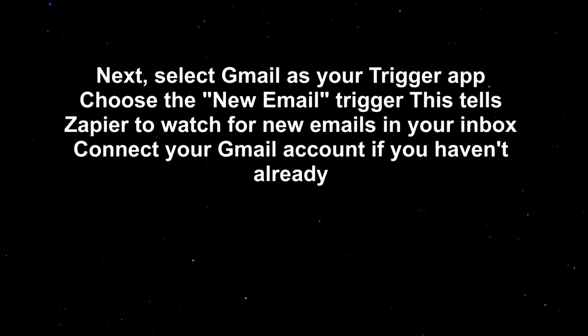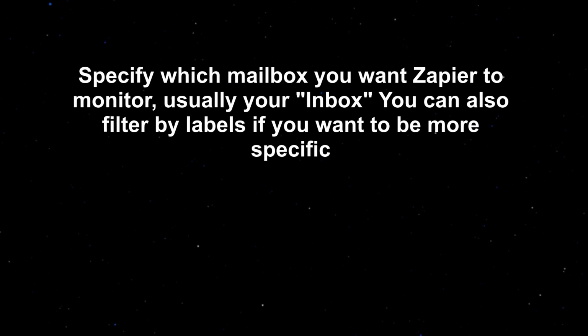Next, select Gmail as your trigger app. Choose the new email trigger. This tells Zapier to watch for new emails in your inbox. Connect your Gmail account if you haven't already. Specify which mailbox you want Zapier to monitor. Usually your inbox. You can also filter by labels if you want to be more specific.